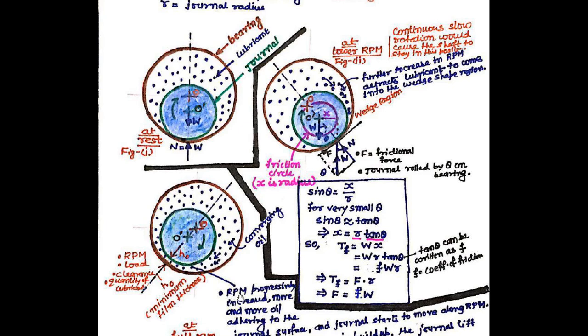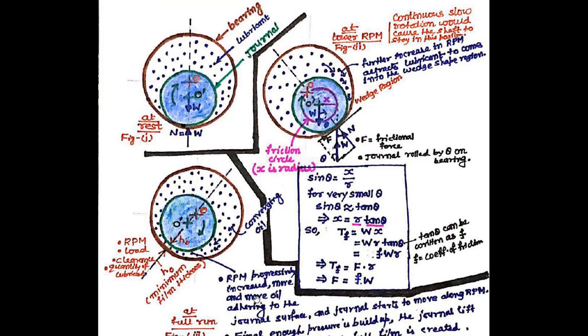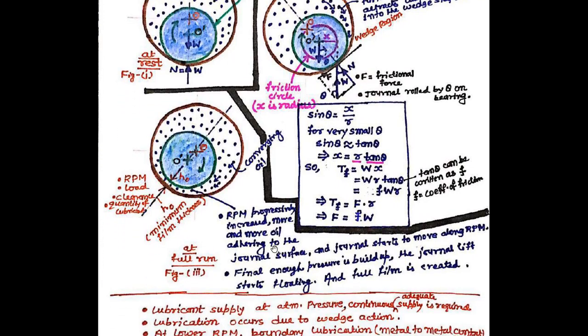Now look here, RPM is progressively increased. RPM means the speed of the journal. More and more lubricant adheres to the journal surface, and the journal starts to move along with the RPM. Finally, enough pressure is built up, the journal lift starts floating, and a full film is created. This is the case of full run. So this is the concept behind hydrodynamic lubrication, or we can say the hydrodynamic journal bearing.